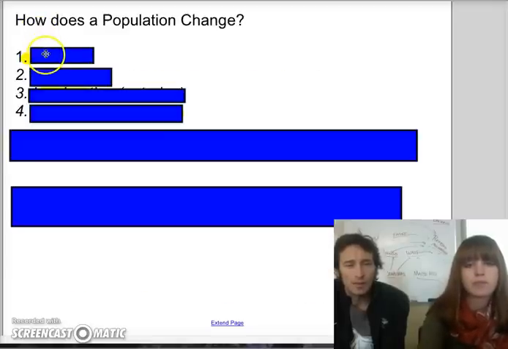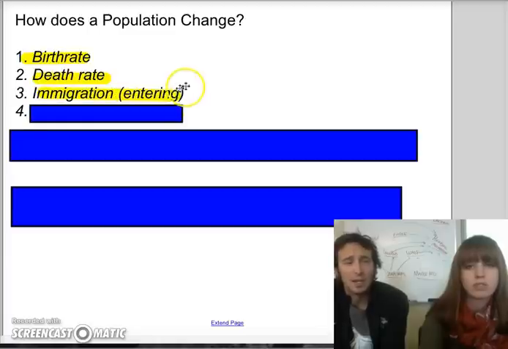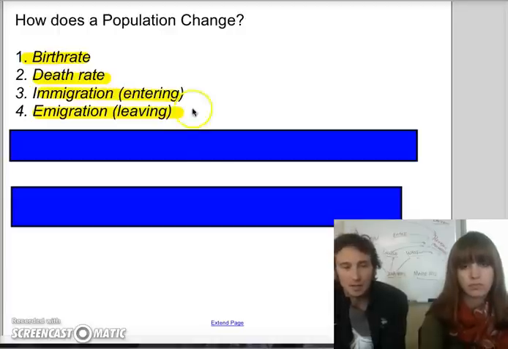All right, so how does a population change? Birth rate, of course, the number of organisms born over a set amount of time. Death rate, same idea, right? The number of organisms that die over a certain amount of time. Immigration, so think about immigration as organisms entering a geographic range that they hadn't been in before. And then the last one is emigration, which is the opposite of immigration. You're leaving a geographic range that you had been in.